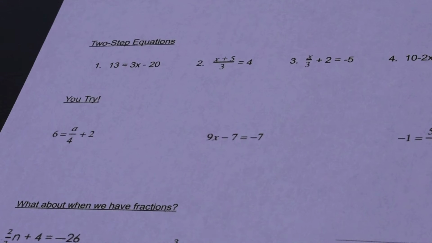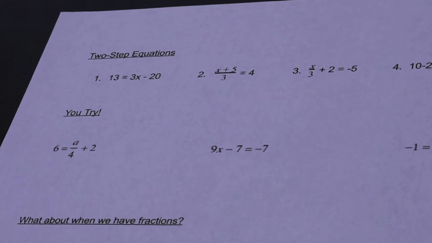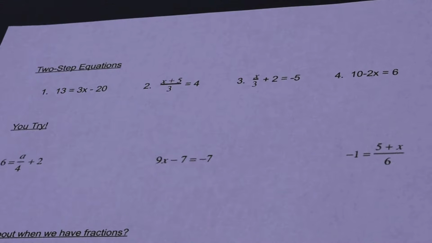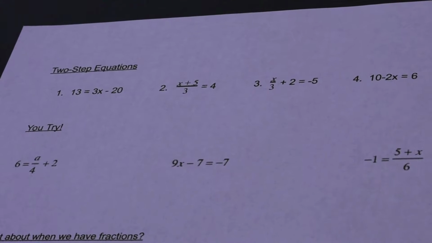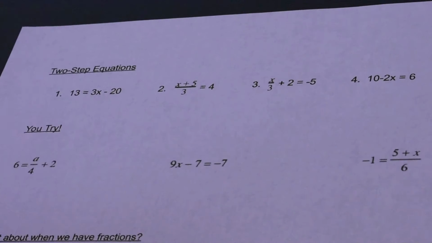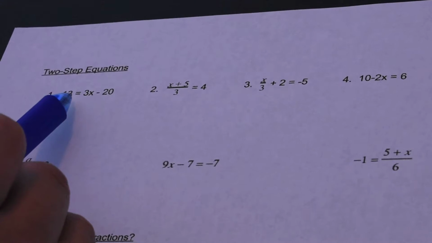So now we're moving on to two-step, all right? Two-step is very similar to one-step, but now you have 2 steps instead of 1 step. Ta-da! All right, so let's look at number 1. Remember, I said whatever operation you say last, you have to do the inverse of that operation. So watch me do number 1.